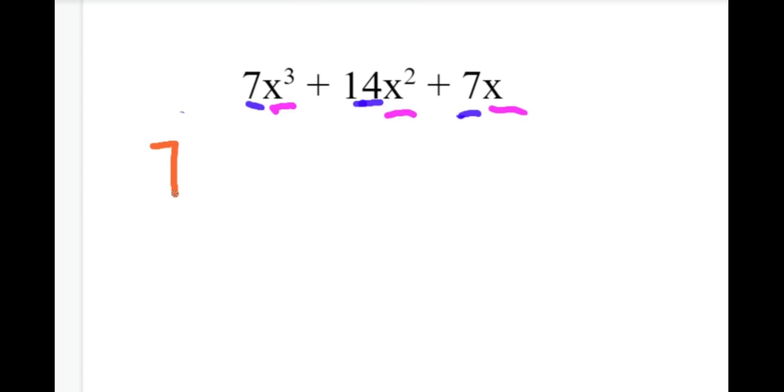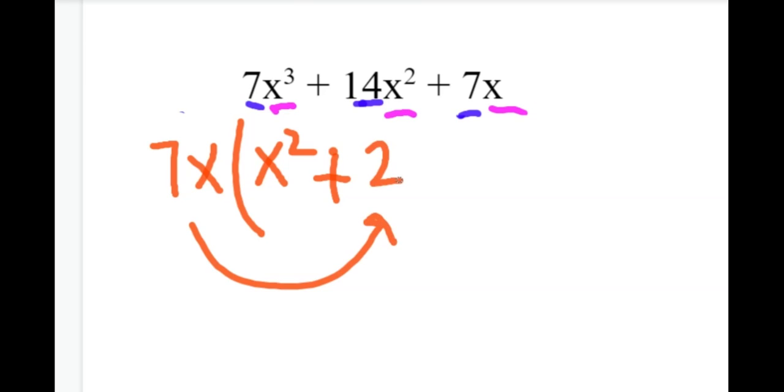So 7x, we're going to take that out and we're going to figure out what's left over. So how do I get 7x to the third? Well, I have to multiply that by x squared. So 7x times x squared is 7x to the third. Plus, how do I get 14?